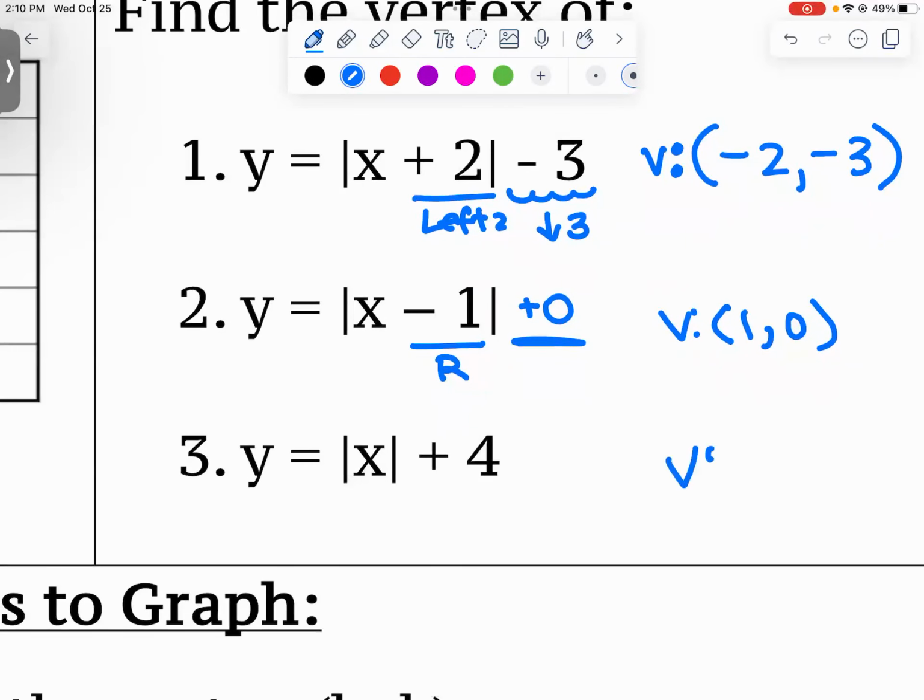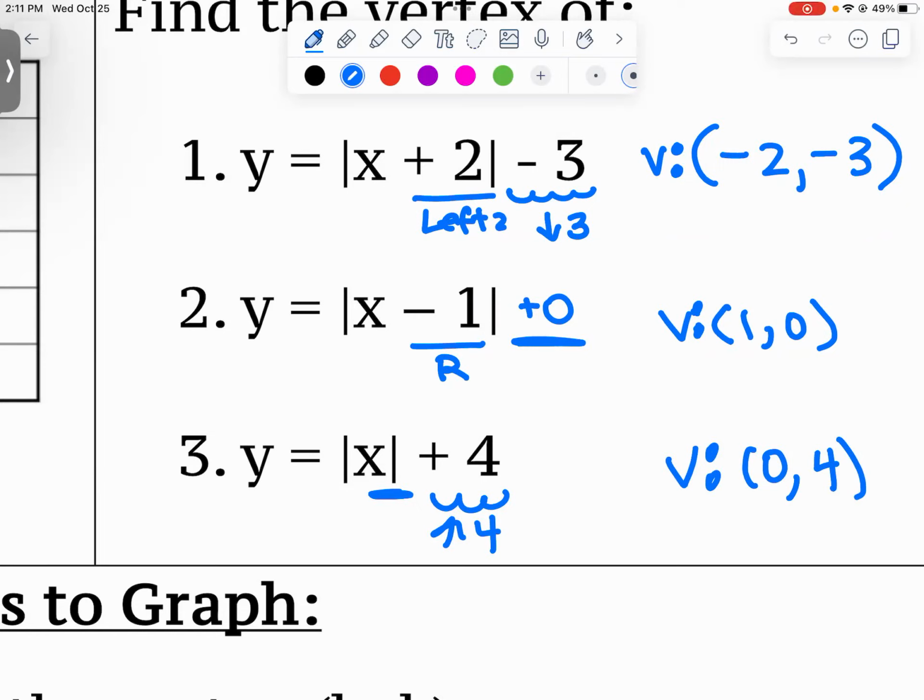What about this vertex right here? Do we go right or left any? No, so it stays at 0, but then it goes up 4. So (0, 4) would be our vertex.